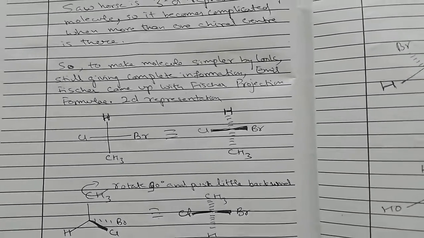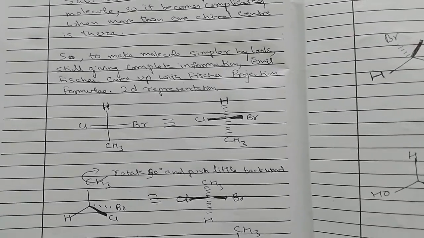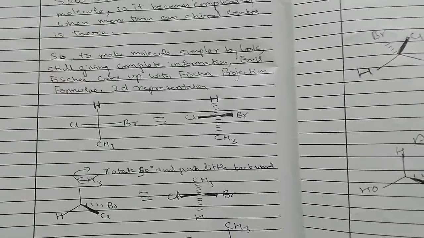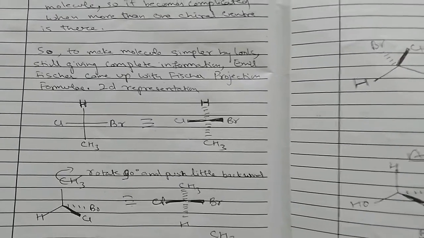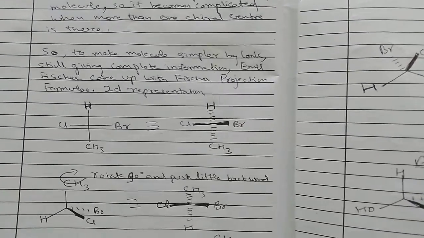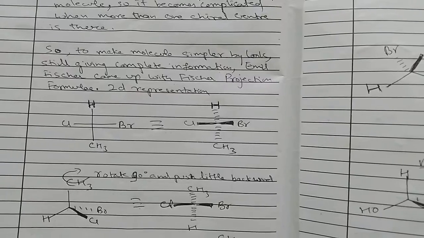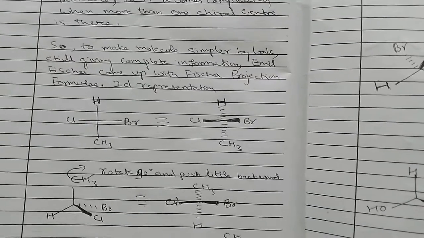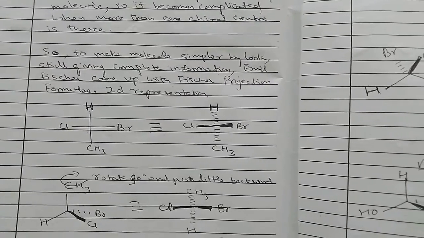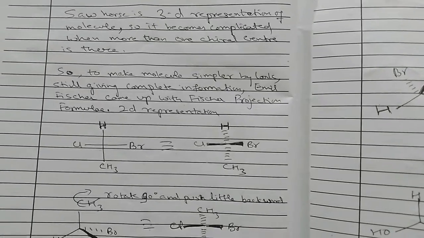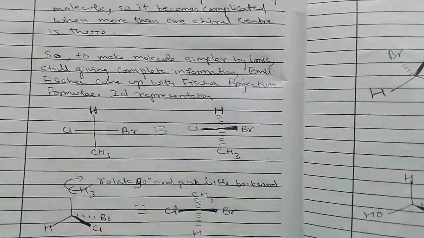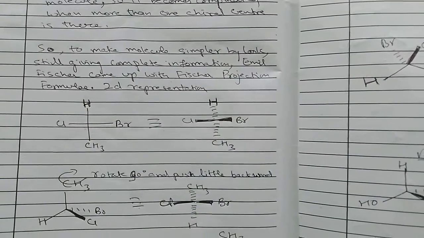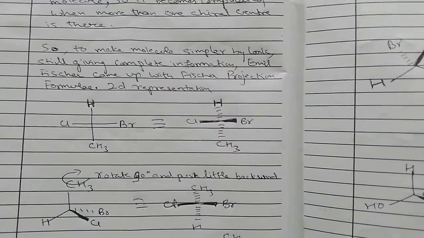But if you have more than one, it becomes very, very complicated to explain and represent. So Emil Fischer, one of the most genius organic chemists of all times, came up with this representation called the Fischer projection formula. He said, what if we present them in two dimensions? And then he came up with this kind of formula. So we'll see how we can convert Sawhorse into Fischer and Fischer into Sawhorse.